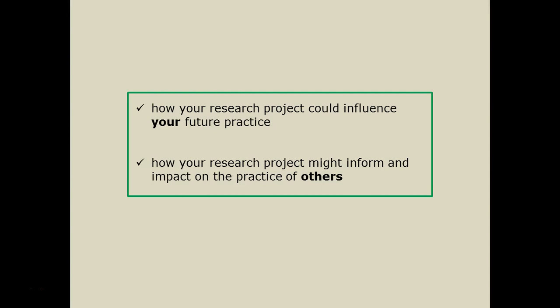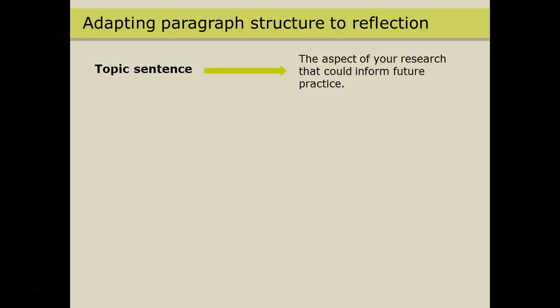When I read the assessment criteria, what I took from this section was that you were focusing on two things. First off, how can your research project influence your future practice? And secondly, how do you think it might inform the practice of others? So those two key things, your future and then the practice of others. With that in mind then, let's go back to our paragraph structure and have a think about how we might edit or adapt this for writing about reflection.